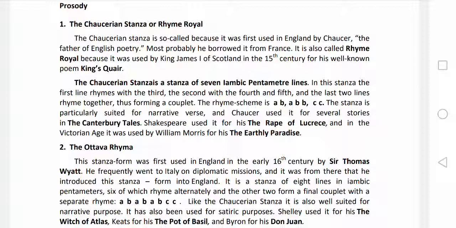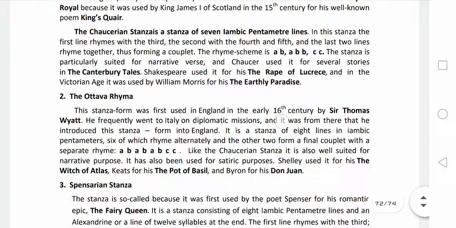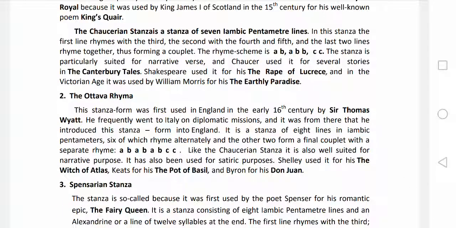The Chaucerian stanza is a stanza of 7 iambic pentameter lines. In this stanza, the first line rhymes with the third, the second with the fourth and fifth, and the last two lines rhyme together, thus forming a couplet. Now the rhyme scheme is ABABBCC.